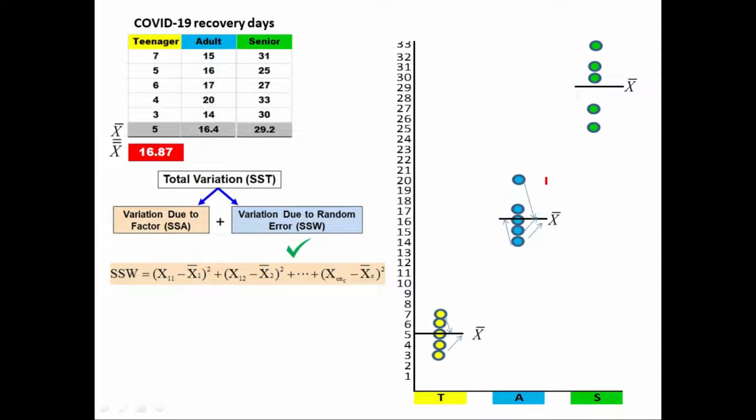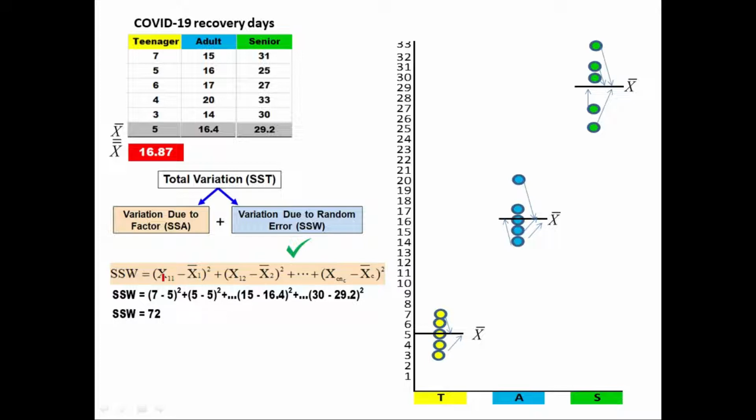Once we finish calculating the variance, the distance here, then we move to the third data. Every data point here we compare with the mean for this particular group. Okay, so this is the graphical understanding for this SSW. Okay, so this is the calculation.